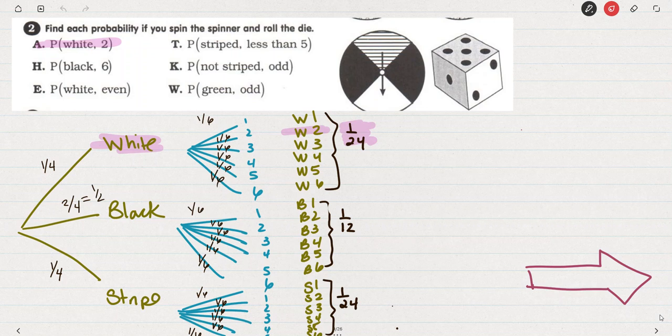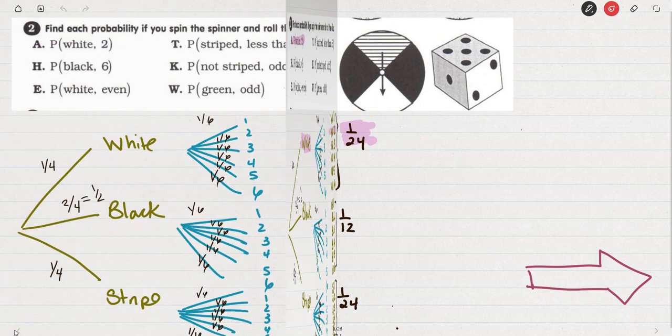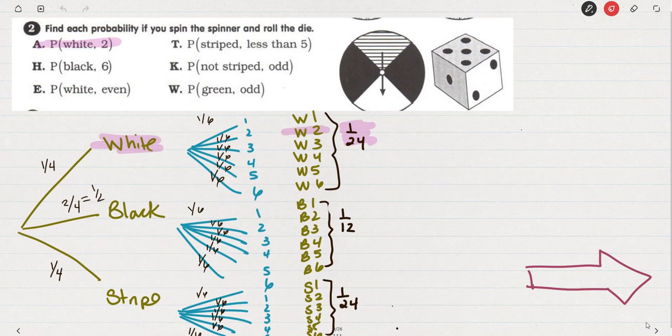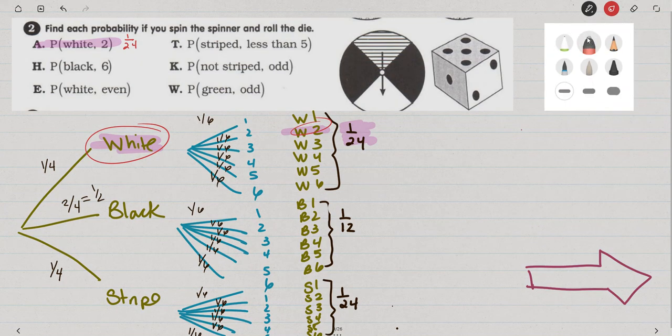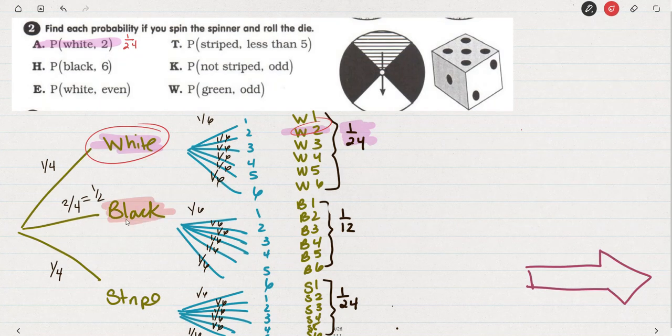Let's look at the individual problems now, the questions that are asked. When we read these questions, find the probability of landing on white and then 2. Do you see that I've highlighted that for us? White and then 2 has a 1 in 24 probability. Black, and then, so we'll start with black, and then we roll a 6. So it looks like that has a 1 in 12 probability.